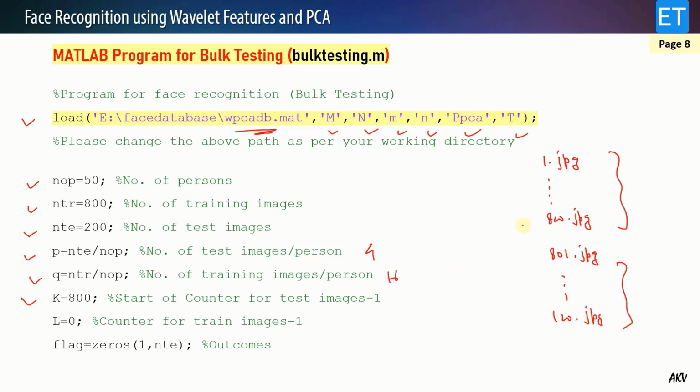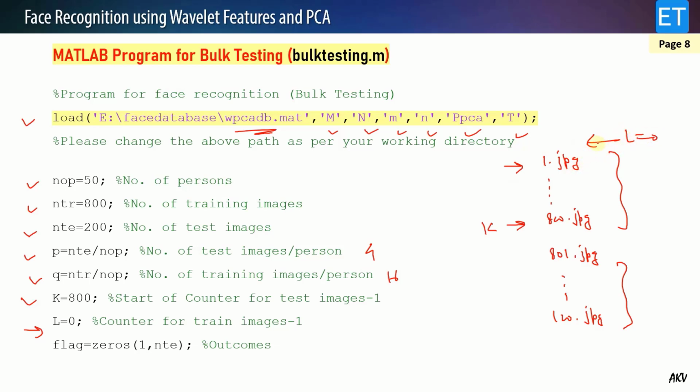So I am setting one counter at 800. What is it? It is the start of the counter for test images minus 1. I mean it should be at 801, but I am setting it at 800. And this is another counter, L equal to 0, the counter for train images minus 1. I mean in place of 1, I am placing it at the 0 position, so L equal to 0.